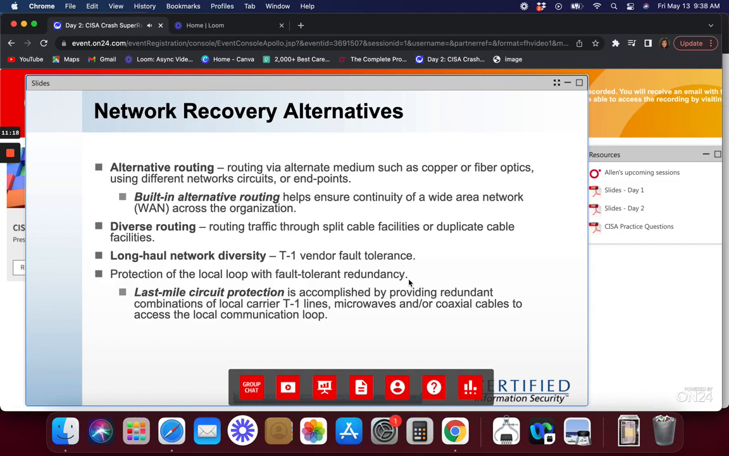Network recovery alternatives, making sure we have fault tolerance in our communications in our network. We have alternative routing, diverse routing, long-haul network diversity. Even if you're not a network specialist, you can learn and memorize terms and definitions, and you'll be just fine.